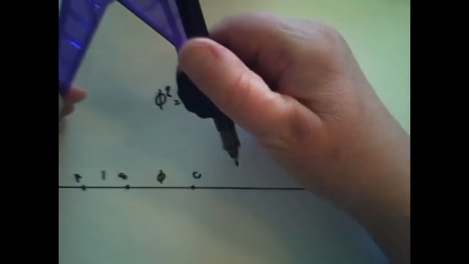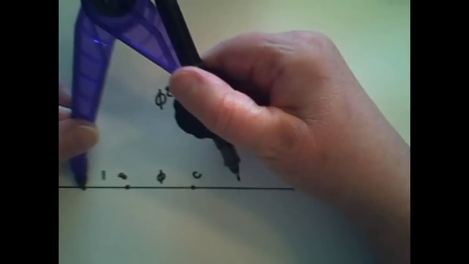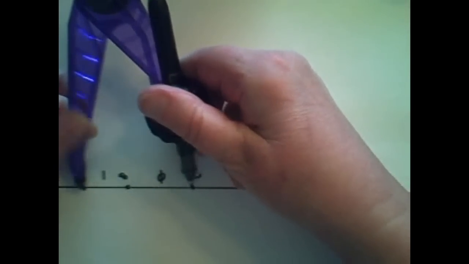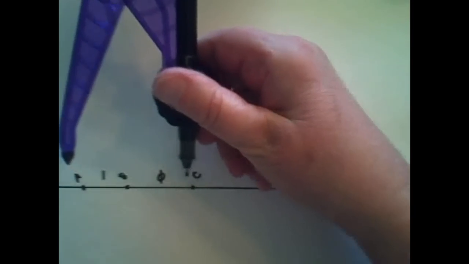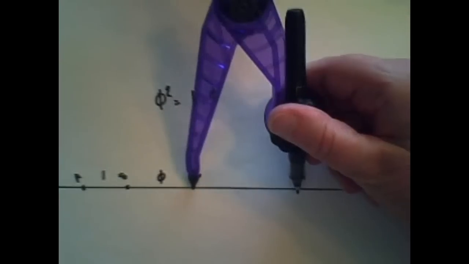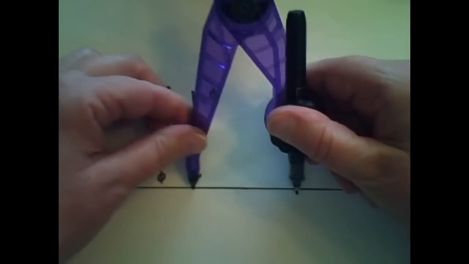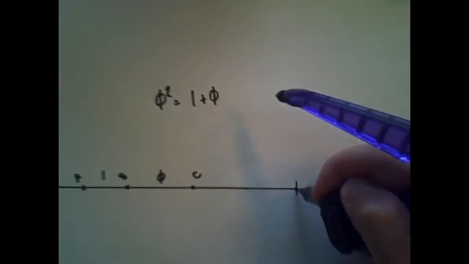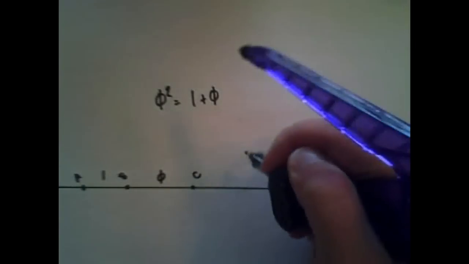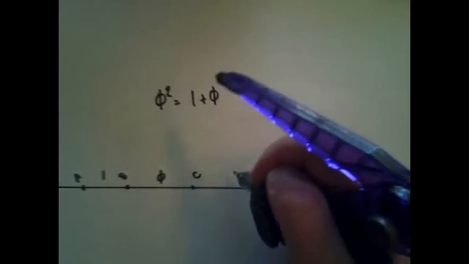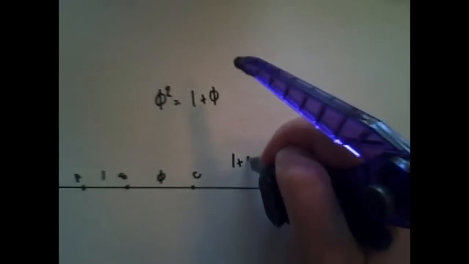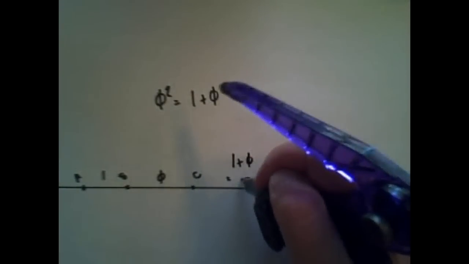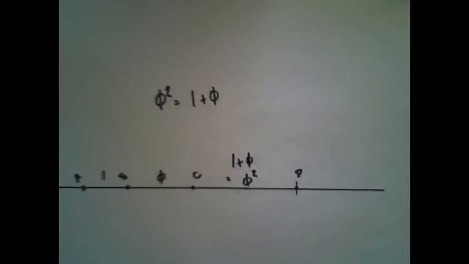So this distance measures, or this segment measures 1 unit, and then this one measures phi units. So to find the sum of those distances, I'll just take the point of my compass and put it on A, and put the pencil on C. So this distance is 1 plus phi, which I can now transfer over here. I'll call this point D. So this is 1 plus phi units, which means it's phi squared units long.